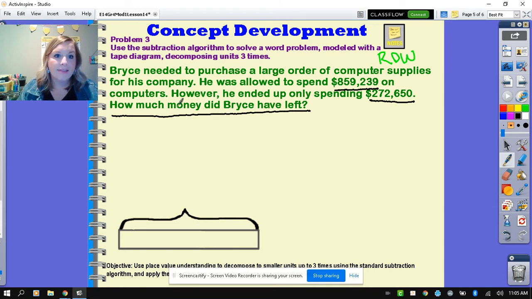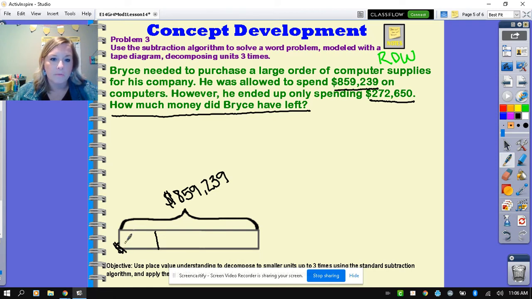Okay, this "how much money does he have left" is a ding, ding, ding keyword that we're going to find the difference. And then you have to ask yourself, well, what was our total number? Well, he was allowed to spend $859,239. So that was what is up top. Whenever I write my numbers down from the word problem, I always double check because a lot of times you guys know how to do it, but sometimes we write it down incorrectly. So make sure you double check that work.